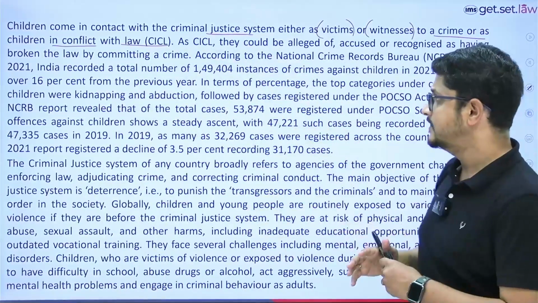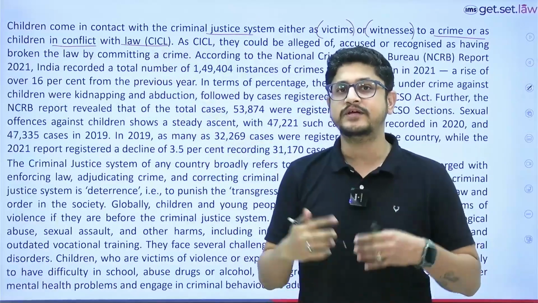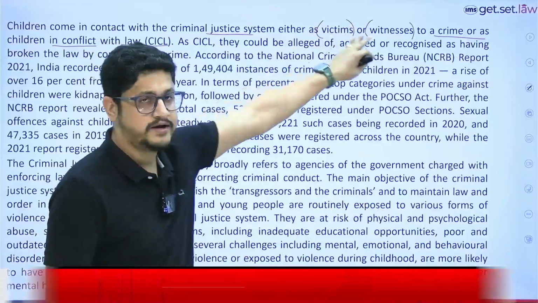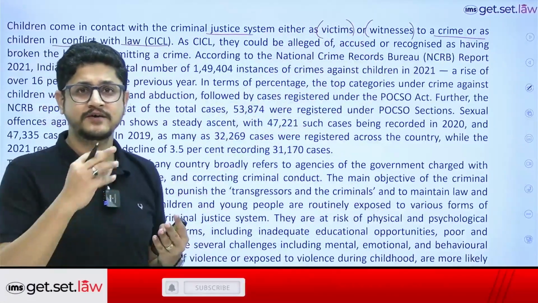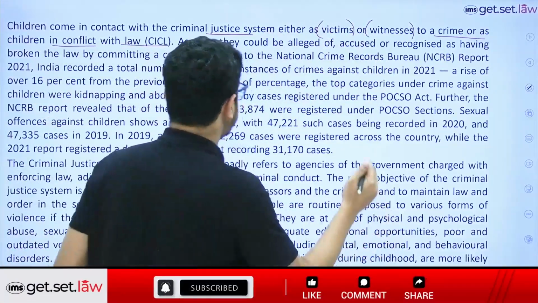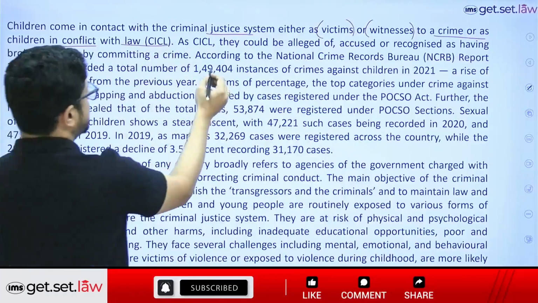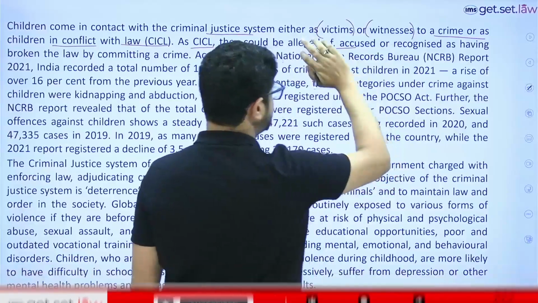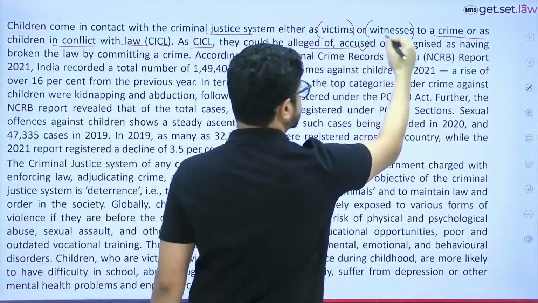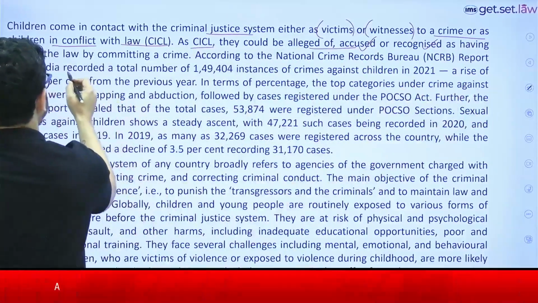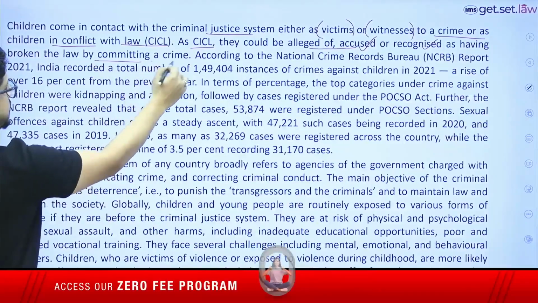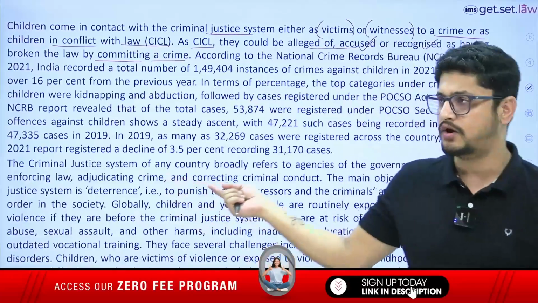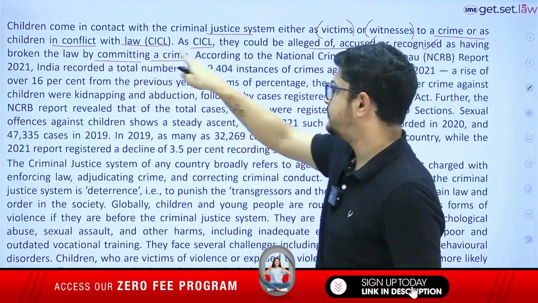They say that children whoever come in contact with the crime, there are a few kids who come in contact with the crime, so they might be a witness or they might become a victim. Victim means वो उसका शिकार बन जाते हैं, that is what is there, to a crime. In conflict with the law, as CICL, they could be alleged of, or accused, or recognized as having broken the law by committing a particular crime. So they are breaking the law as per CICL. They are saying that the children are breaking the law and they could be taken up for that particular crime.